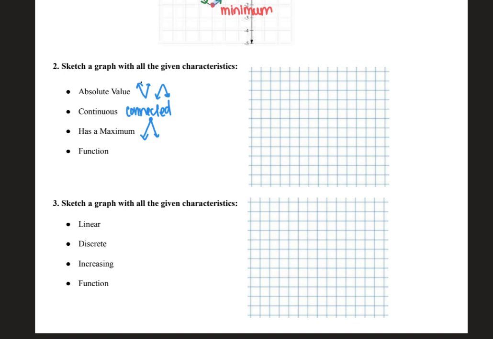And we know that absolute value graphs are all functions since they pass the vertical line test. So that means our graph could look something like this. The maximum point would be right here. The fact that it is all connected makes it a continuous graph, and the fact that it is V-shaped makes it absolute value.